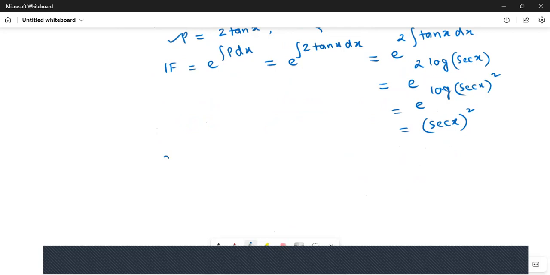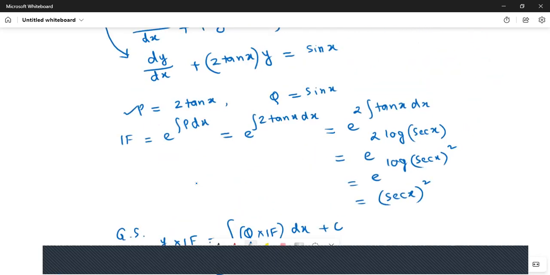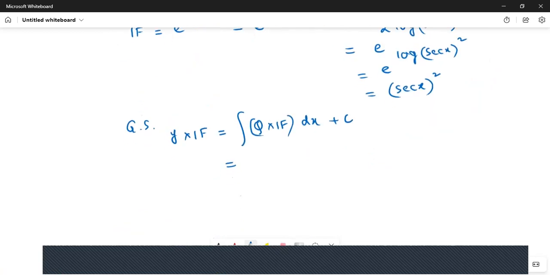Then you need to find your general solution. What is the general solution? y into IF equals integral of Q into IF dx plus c. This you have to remember at any cost. Okay, so now I will replace it. Let me see what is Q. Q is here sin x, right? So I'll replace here Q with sin x. And what is IF? That is your sec square x dx.